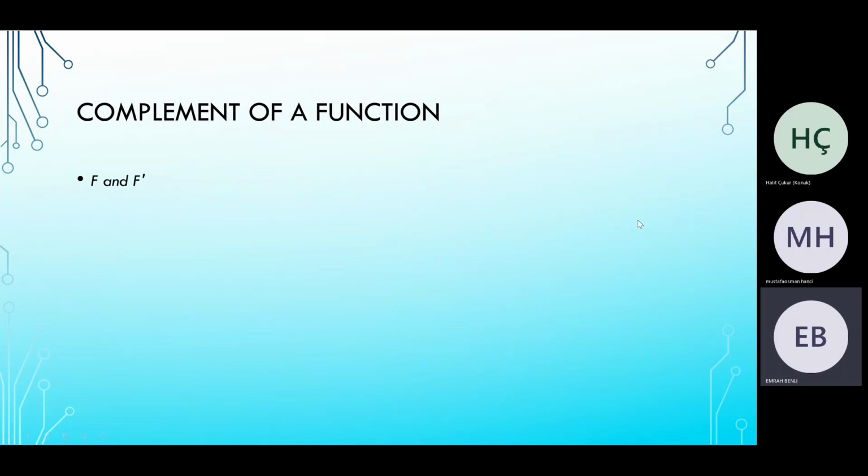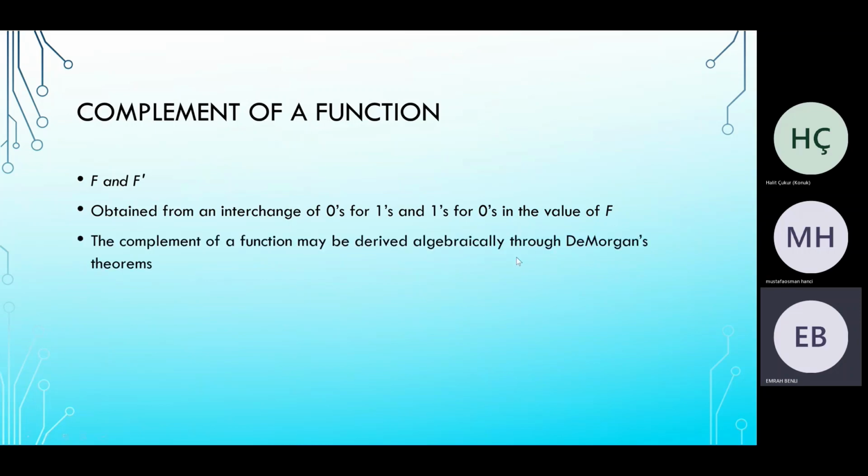We also have complement of a function. So f, we can have f prime, a complement of a function f. It is obtained from interchange of zeros for ones and ones for zeros. So we are just switching the zeros to ones, ones to zeros. That's how we find complement. And what else?